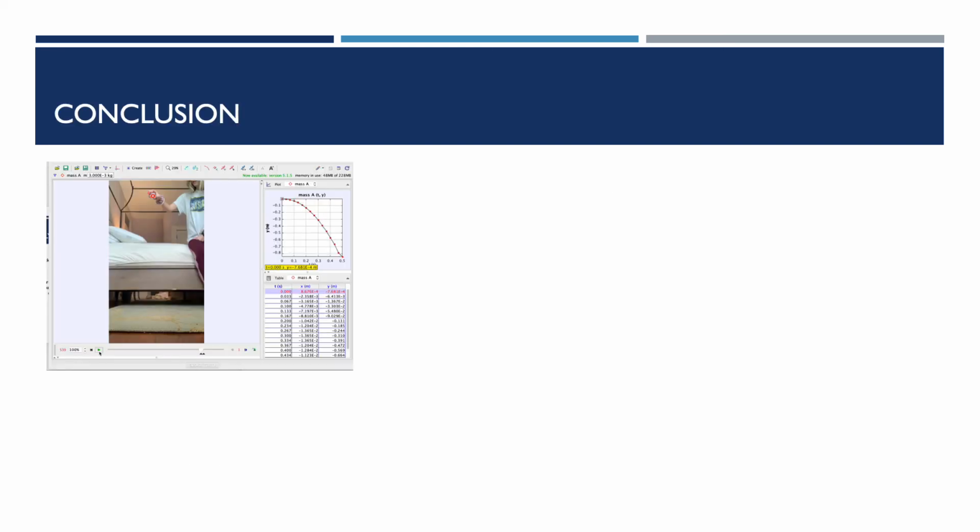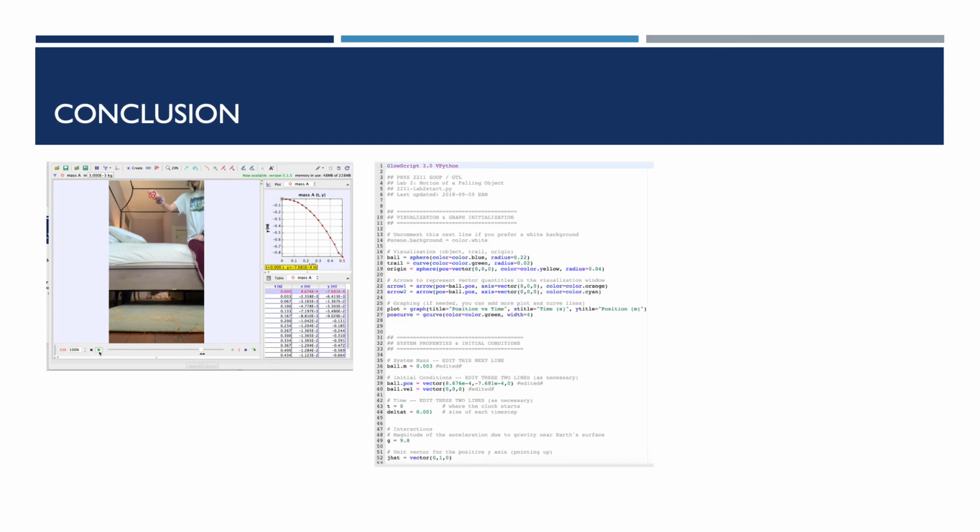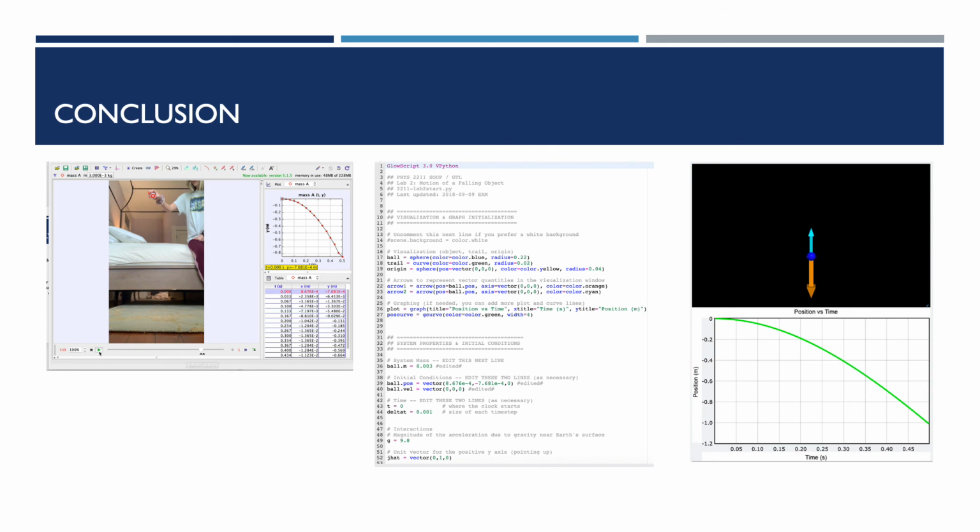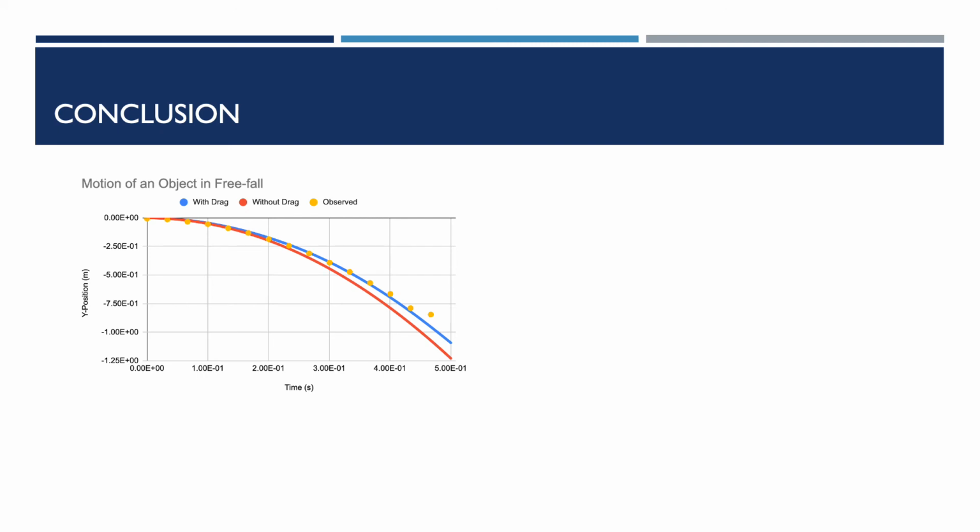To conclude, Tracker was used to obtain observed data of an object in freefall. The data obtained from Tracker was used in a GlowScript code. These codes were then used to create computational models and sets of data for both situations. These sets of data were compared, only to discover that a model not including drag will overpredict the position of an object in freefall. It was further discovered that a model taking drag into account accurately predicts the motion of an object falling in real life.